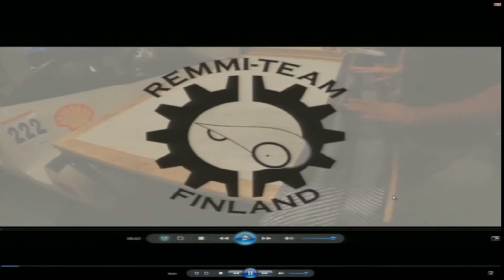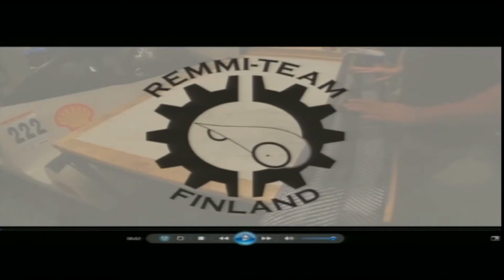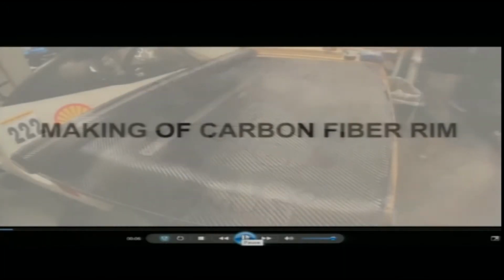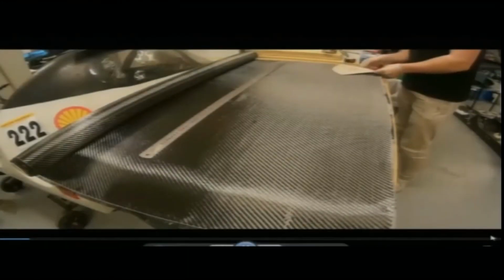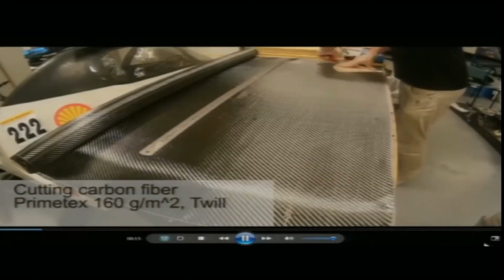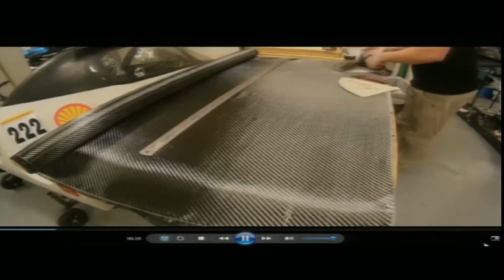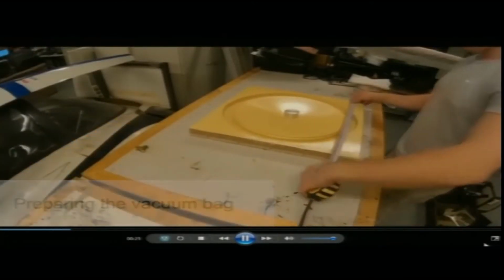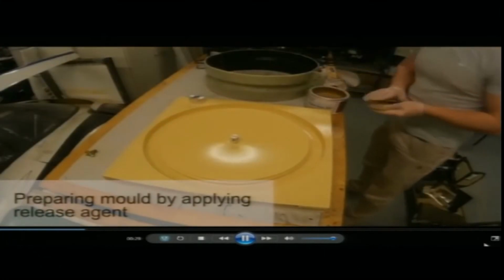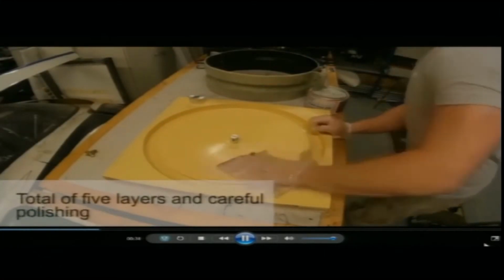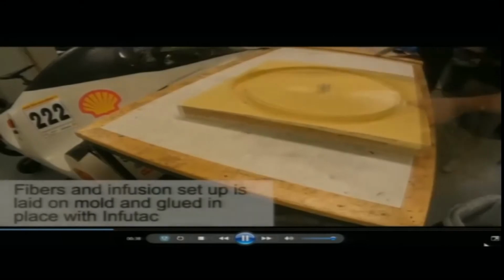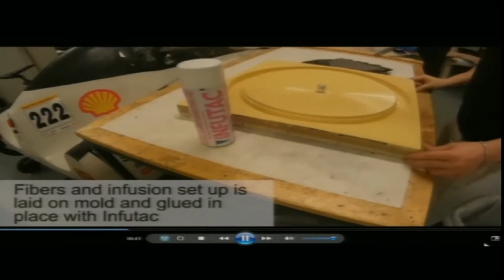So, this was prepared by the Remi team in Finland, and you will just very briefly see here how they are making the composite laminates in the process that I told you, the application of resin film. So, this one that you can see here, this is actually carbon fiber. So, you see they are cutting the carbon fiber to the desired shape. Many times this carbon fiber comes with its own resin and we call it prepregs. So, now you see they are just smoothing the surface, applying the release film.